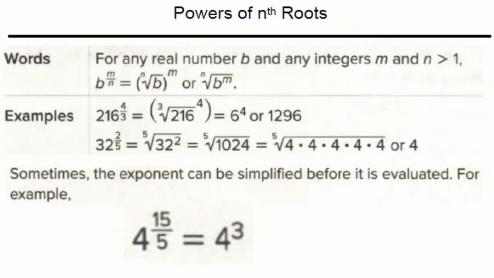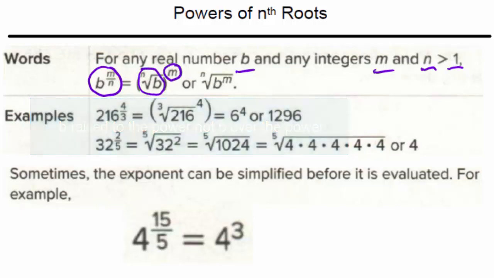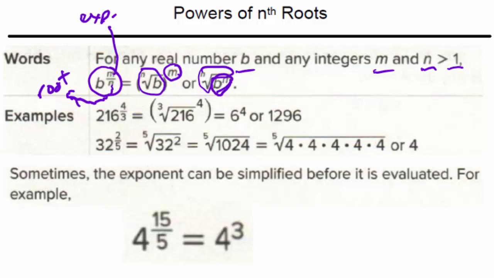Now we're going to talk about powers of nth roots. For any real number b and any integers m and n, where n is greater than 1, because you can't take negative radicals again, so the denominator here has to be positive. If I have b to the m over n, that's equivalent to the nth root of b raised to the mth power. Or we could have the nth root of b, to the mth power. So the m could be on the inside or the outside. The m here is acting like an exponent, and the n is acting like a root. And that's how you want to remember those.